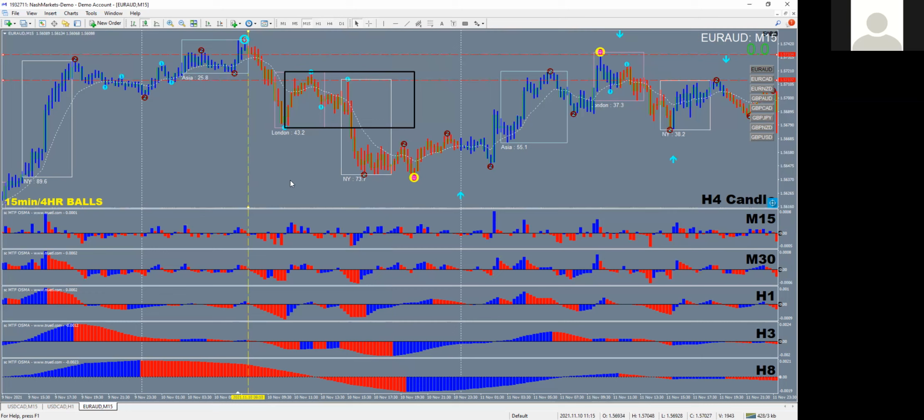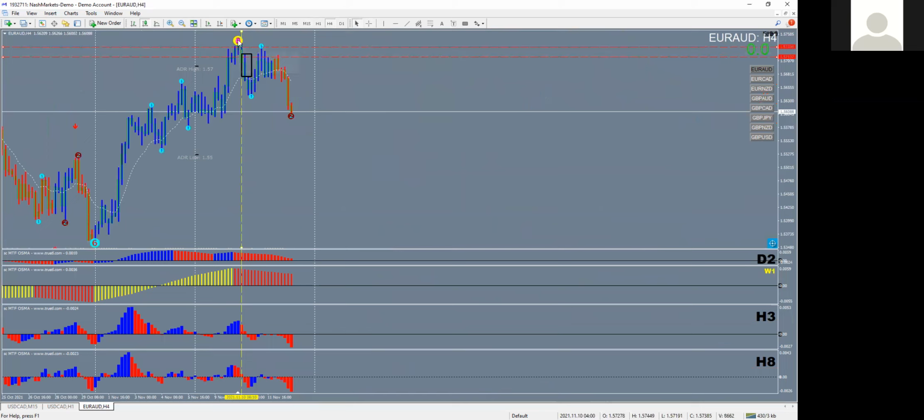Okay, you're analyzing on the 4 hour. You're looking at the location of the ball, in this case the three ball, and the color of your H8. Okay? That's your first step. If the ball is at the top and H8 is still blue, there's a possibility of it continuing to go further up. That three ball is not static at that point. Uh-huh. Okay?